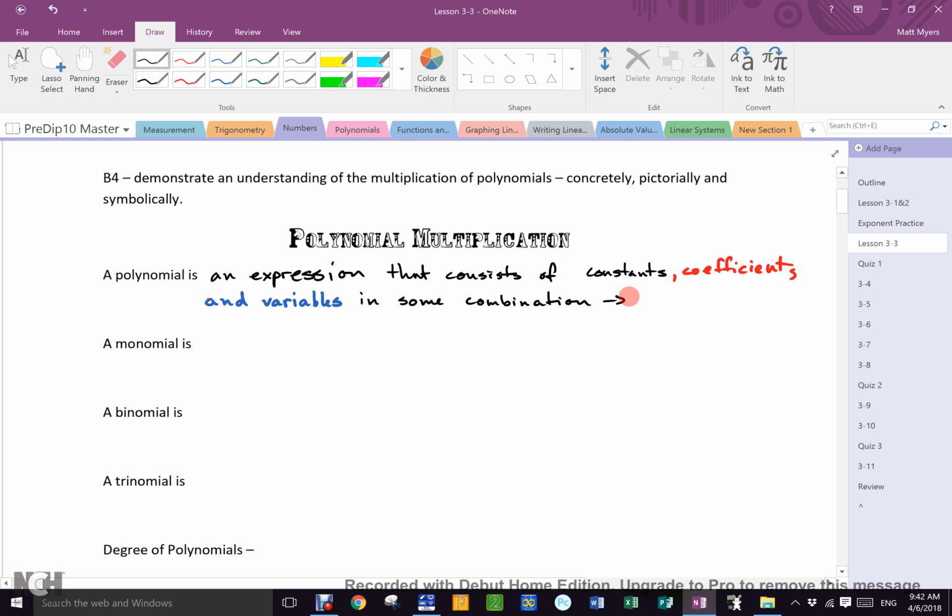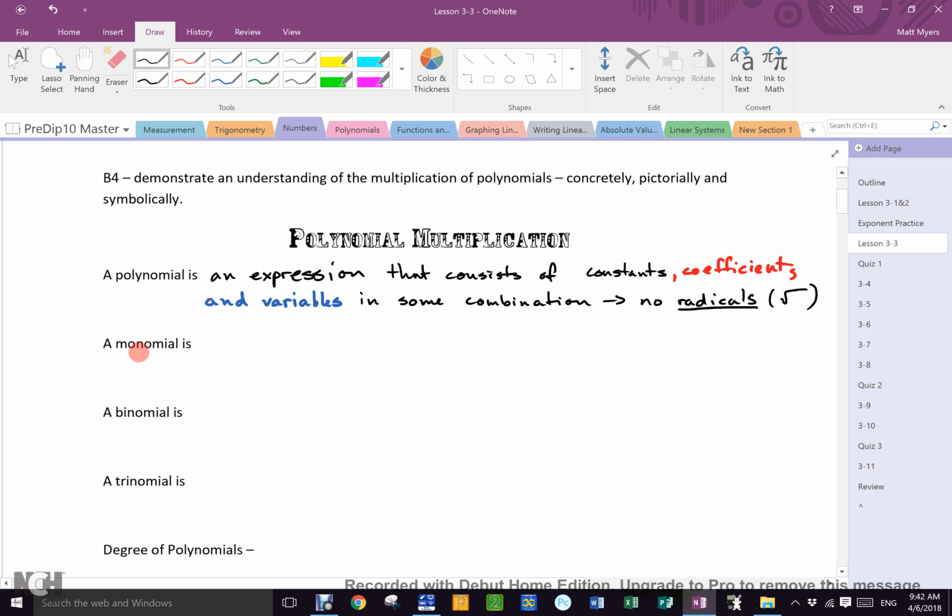Okay. There are no radicals, which are roots, allowed. Okay? Okay.